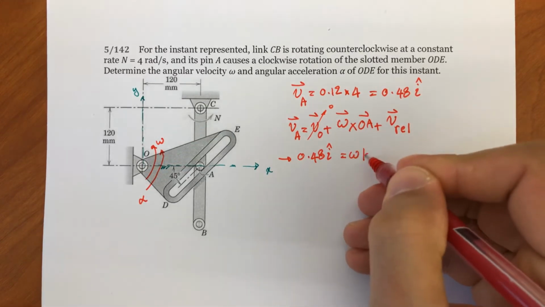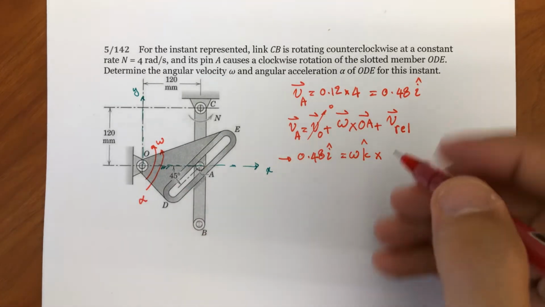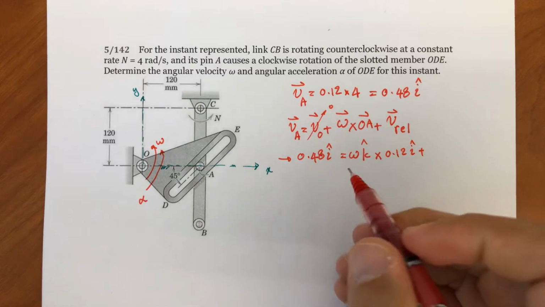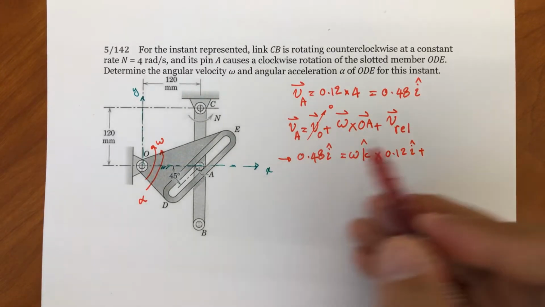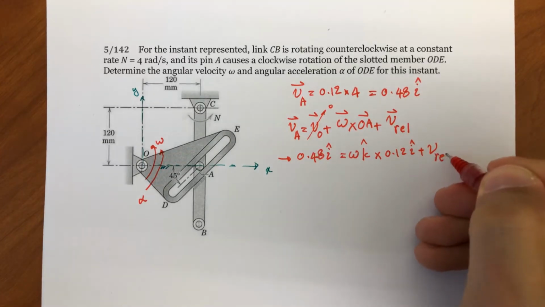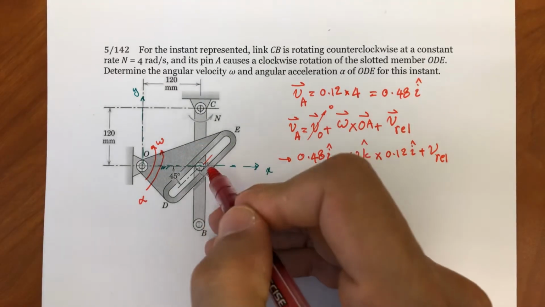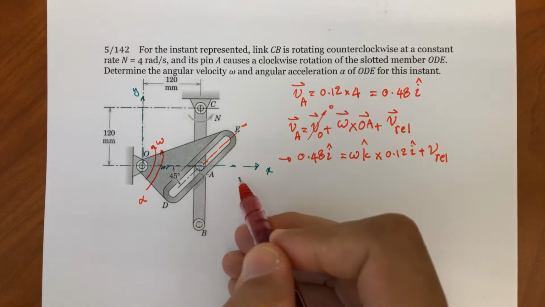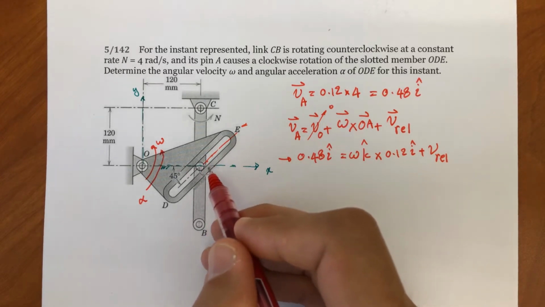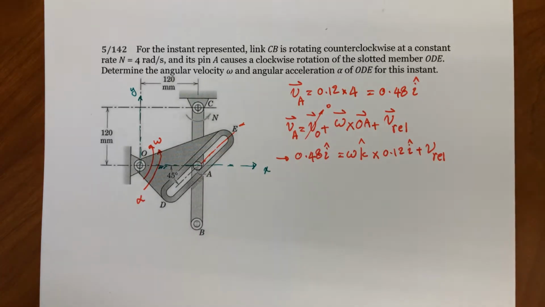Omega is omega in the K direction. It's unknown. Cross OA, 0.12 in the I direction, plus V-rail. Any vector is the magnitude times the direction, right? So the magnitude is unknown, but this direction you can write in terms of I and J, right? Let's say we have a unit vector in this direction. That unit vector is going to be cosine of this angle times I, sine of that angle times J.